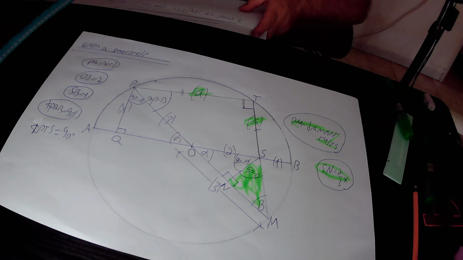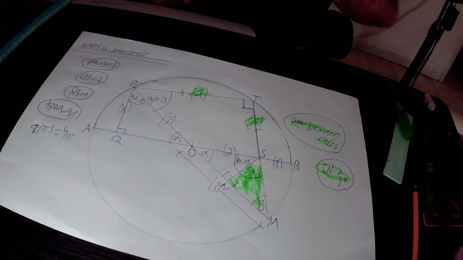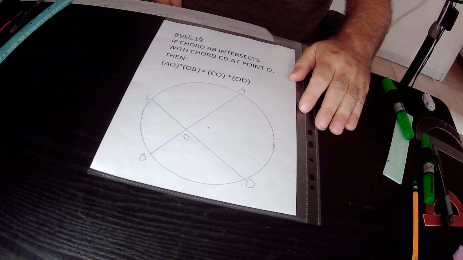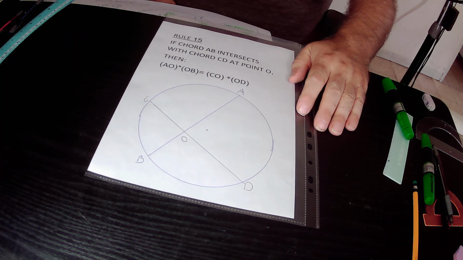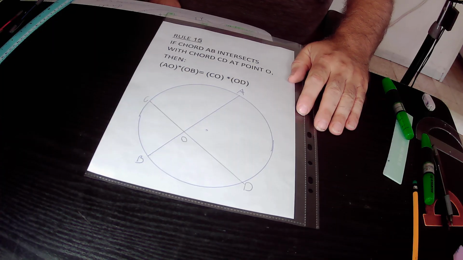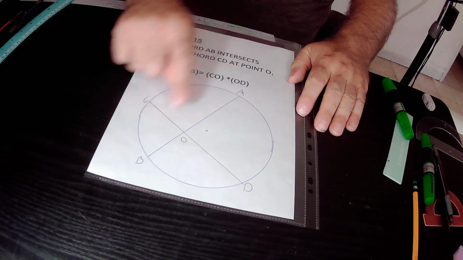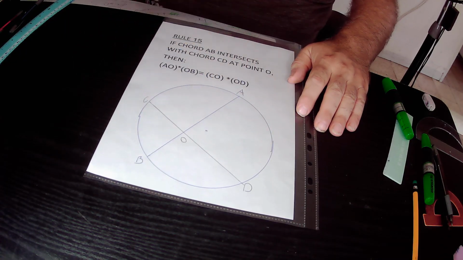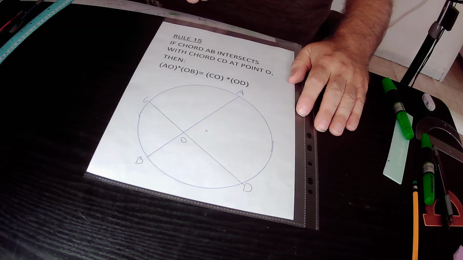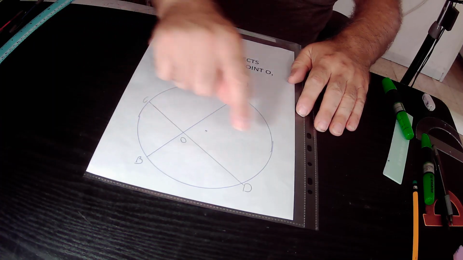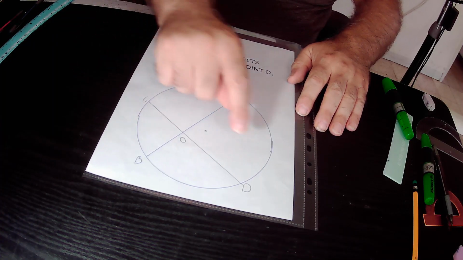So we can implement rule 15 in our drawing. According to rule 15, if chord AB intersects with chord CD at point O, then the following equation is true: AO times OB equals CO times OD. In the drawing we have a circle, with chord AB intersecting chord CD at point O. Again, AO times OB equals CO times OD.